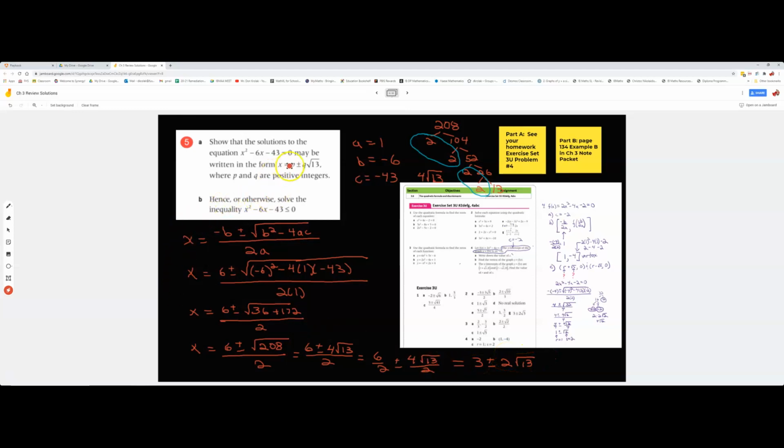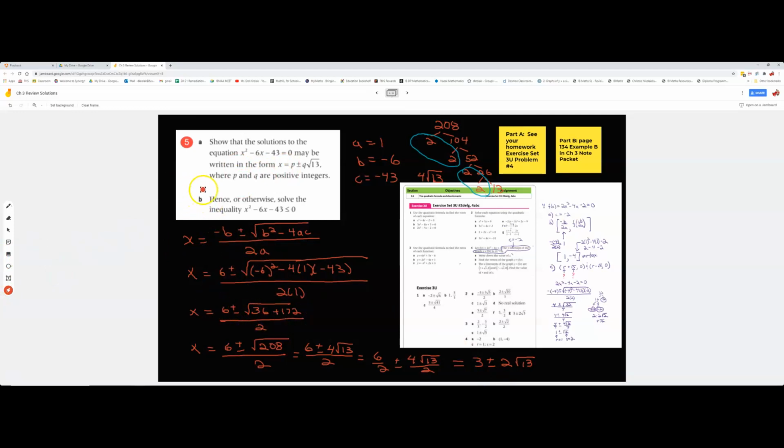So x equals p plus or minus q. This is your p value, plus or minus q is root 13. And that's how you'd write your answer, because that's the form that the question's asking for.